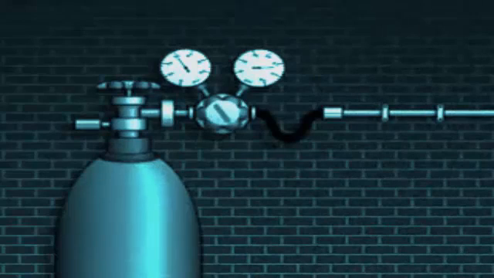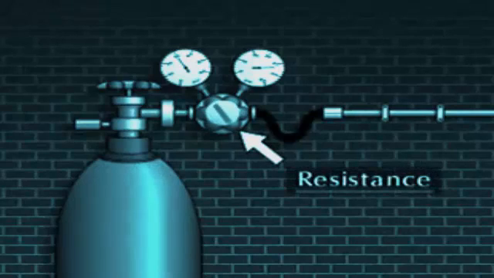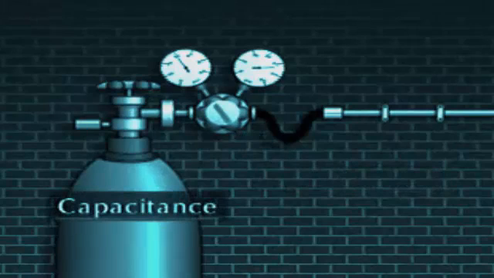These same characteristics can also be applied to gas or vapor systems. For example, in this system, the resistance is caused primarily by a valve that opposes the flow of gas from a pressurized cylinder. The capacitance depends on the storage capacity of the cylinder.